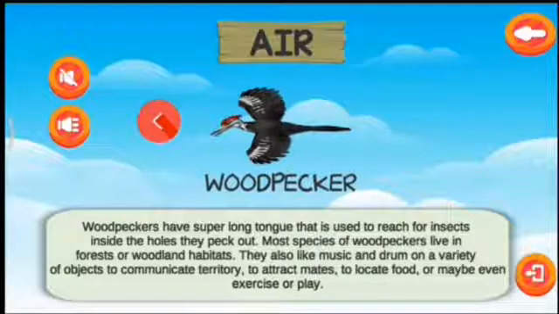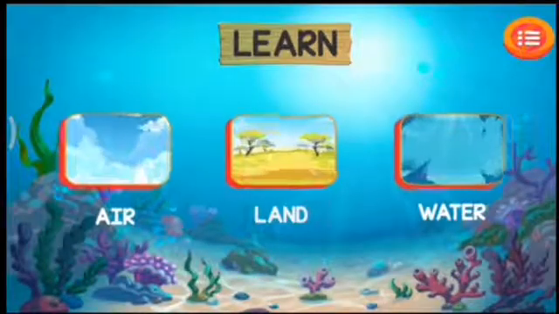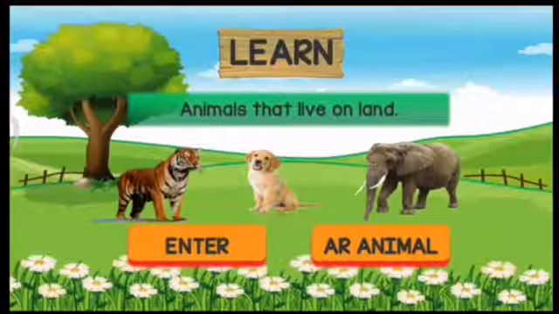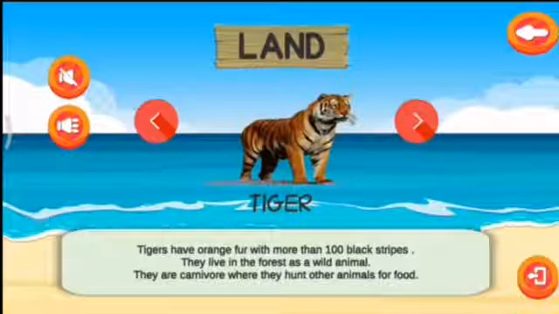To choose another animal category, please click the back button and select the Animals category. Animals that live on land. Dog. Tigers have orange fur with more than 100 black stripes. They live in the forest as wild animals.